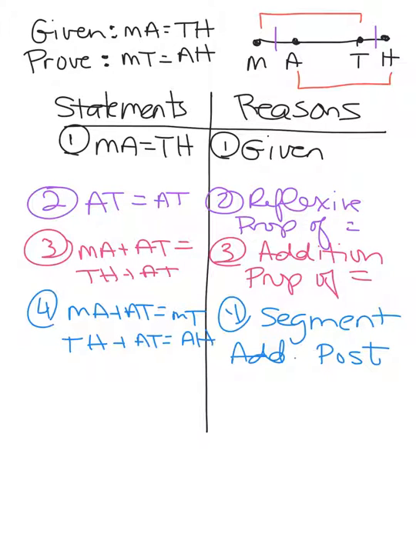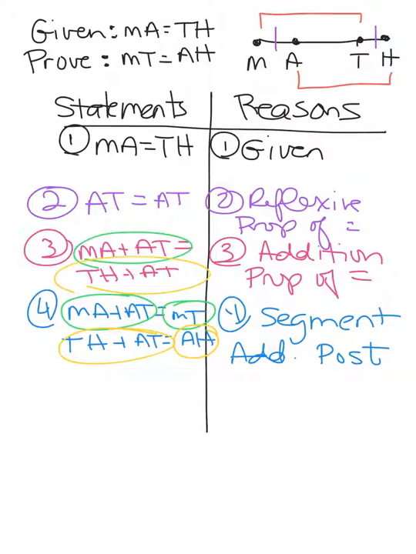Now if I take a look at what I have at this point, it looks like I'm getting close to the end. I'm ready to start moving things around. So I'm trying to get that MT is equal to AH. MT is the same as MA plus AT, which I have in step 3. If I also look at what I have in yellow, I'm trying to get to AH, which is this part right here, which is again the same as step number 3. So now I'm moving things around.